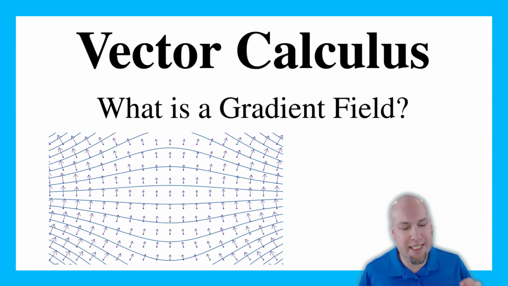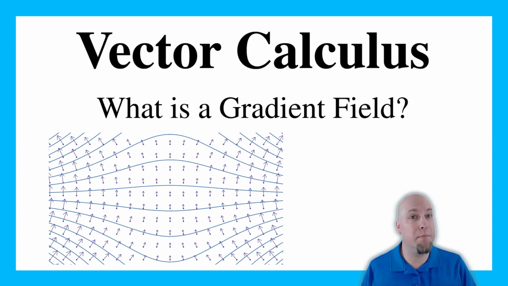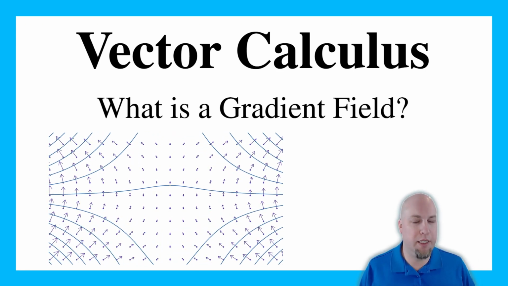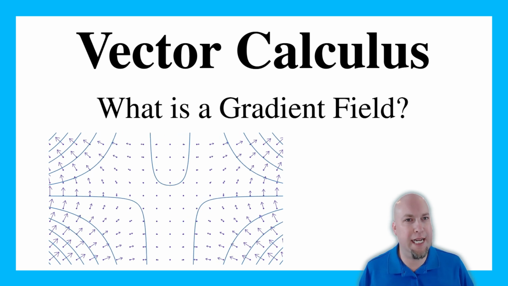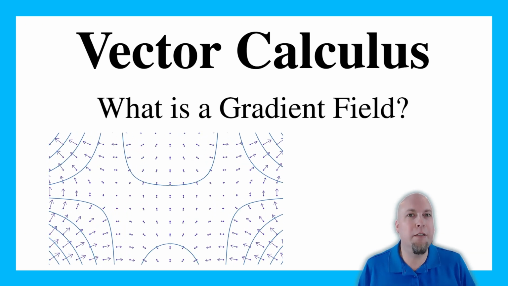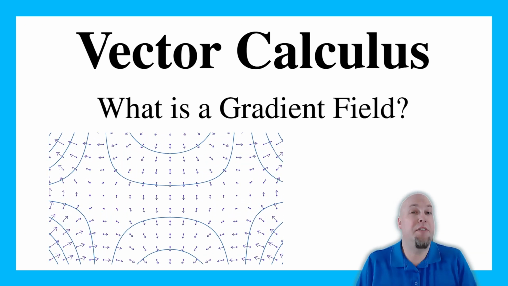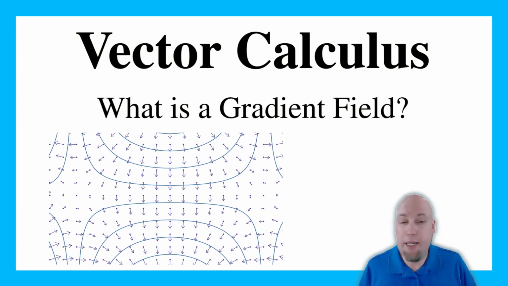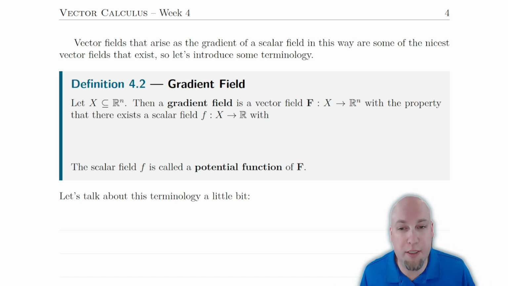Okay, so the idea today is we're going to be looking at the special subclass of vector fields that arise as the gradient of a scalar field. And we looked at one particular example of this last video, but we're going to really dive into it a little bit deeper today and talk about, how can you tell, for example, whether or not a vector field is a gradient field? Okay, so let's just start off with the definition so that we're all on the same page.